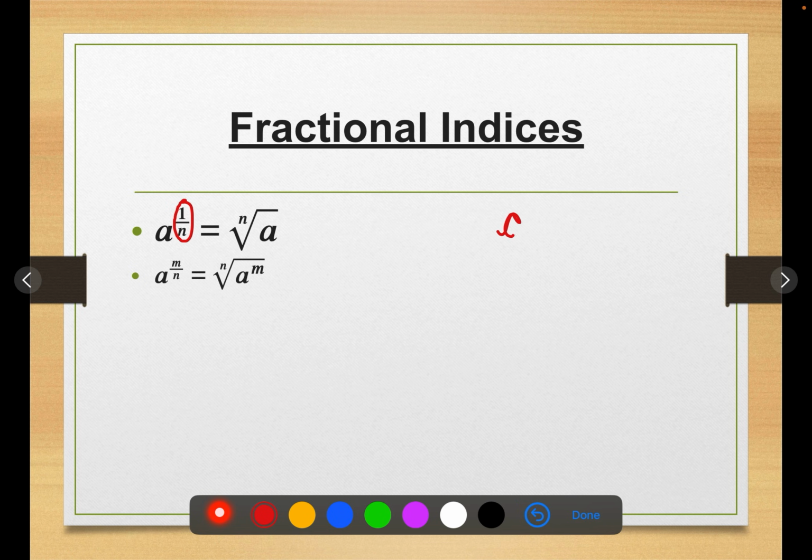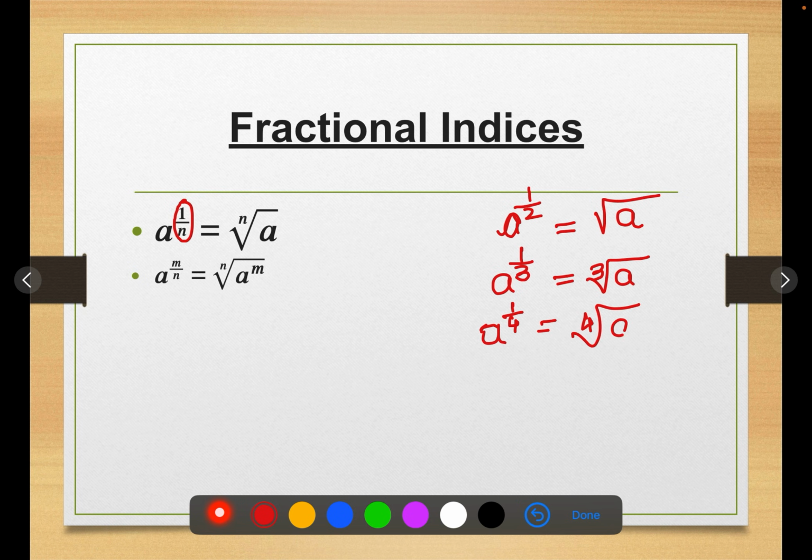Let's take up some other examples. If I say a to the power 1 upon 2, I can write it as root a. If I say 1 upon 3, I can write it as cube root a. If I say a to the power 1 upon 4, then it is the fourth root and so on. So, a to the power 1 upon n is the nth root of a.